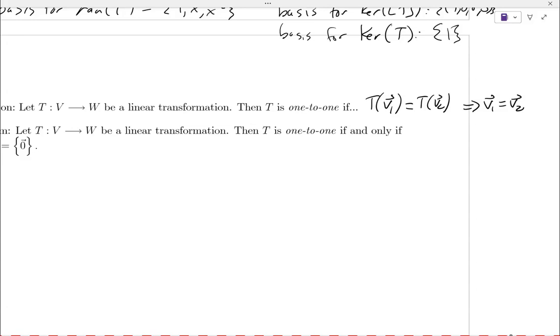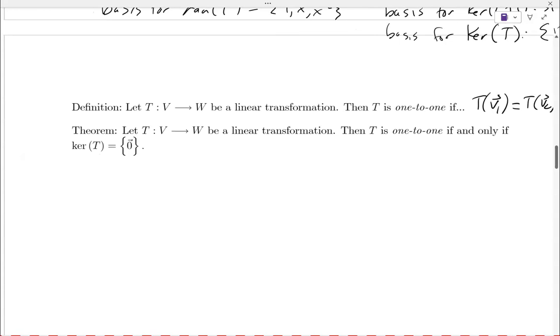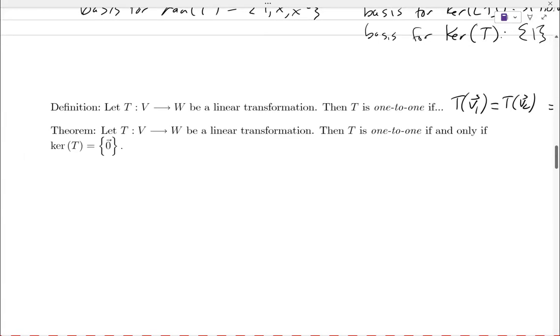So the theorem here just translates one-to-one into the language of transformations and kernels. It says that the transformation is one-to-one if and only if the kernel is 0. All right, let's do this proof here. Let's suppose T is one-to-one.